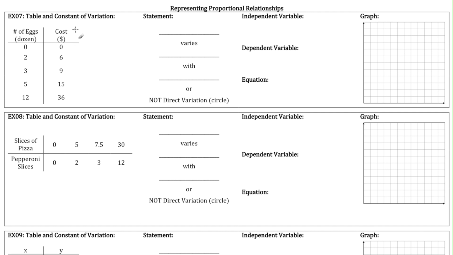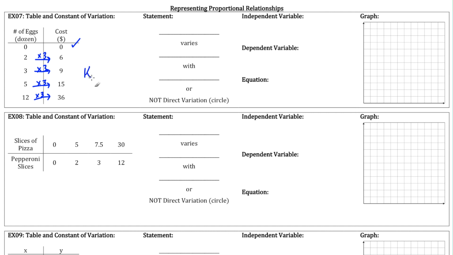So let's see. Number of eggs and the cost. 0, 0, so we're good here. This one we can just figure out. So 6 divided by 2 is 3. So that's times 3. 9 divided by 3 is 3. 15 divided by 5 is 3. 36 divided by 12 is 3. So it is. So we're good to go.